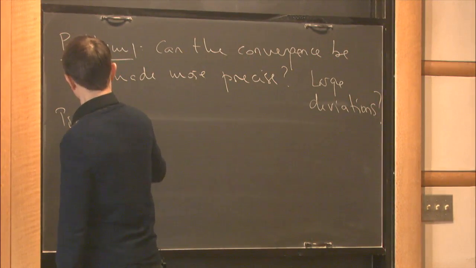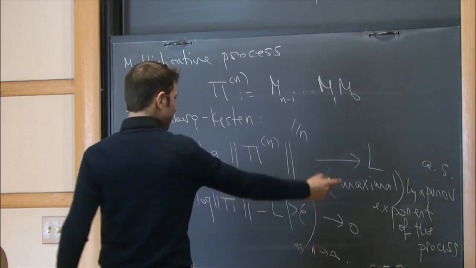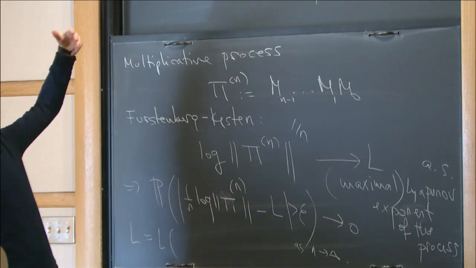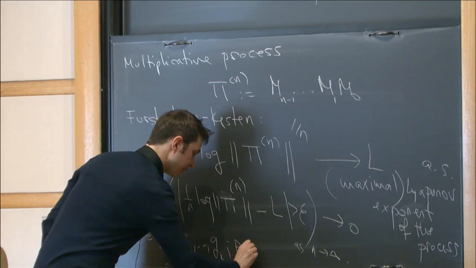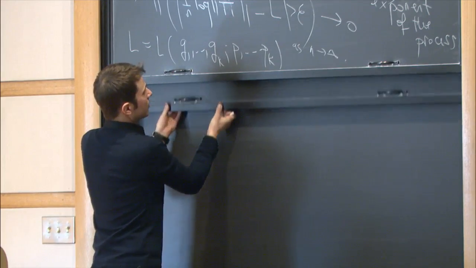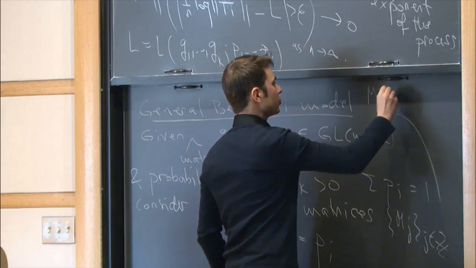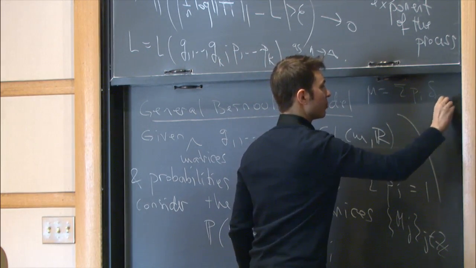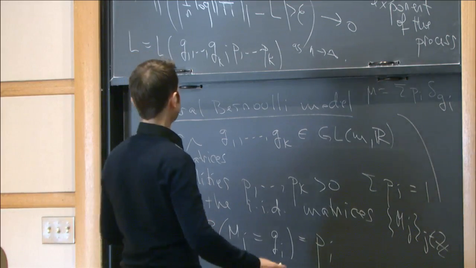And another question is, so let's see what this limit depends on. It's a quantity that depends on the data. So in our case, the data consists of these matrices G1, ..., GK, and then the probability vector P1, ..., PK. We can make this a bit more general. What the data gives us is a probability measure mu on the general linear group, which has finite support. And one could generalize this to any compactly supported measure as well, right?